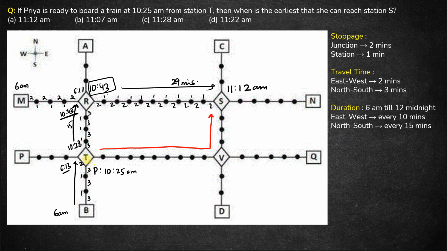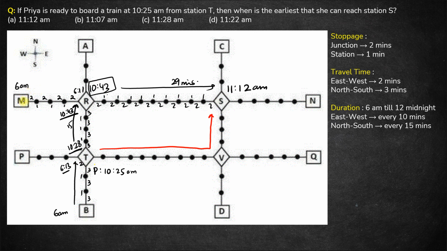So if Priya starts from T, goes to R and then reaches S, she will reach S at 11:12 a.m. Repeating what we did here: if Priya is going to take this route TRS, we first calculated the latest train she can board. A train which starts from B will reach T by 10:26 am. It will stop for 2 minutes and then start from T at 10:28. So the latest train Priya can board is a train which leaves T at 10:28. It takes 15 minutes to reach R, so Priya reaches R at exactly 10:43.